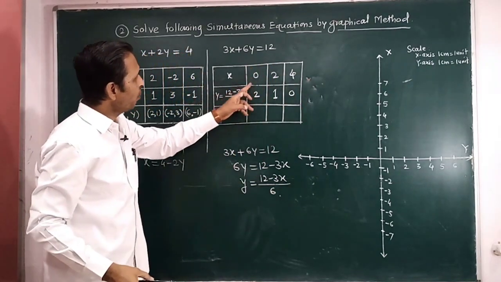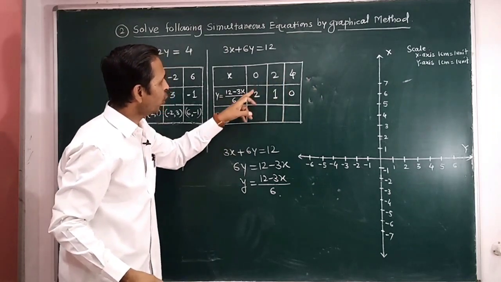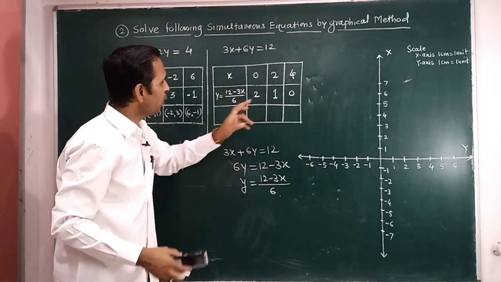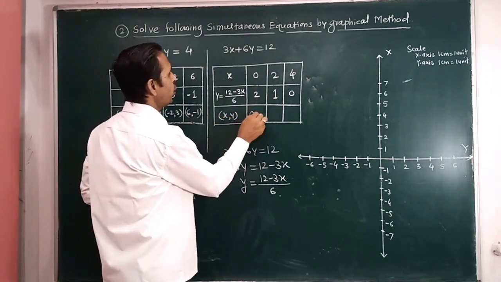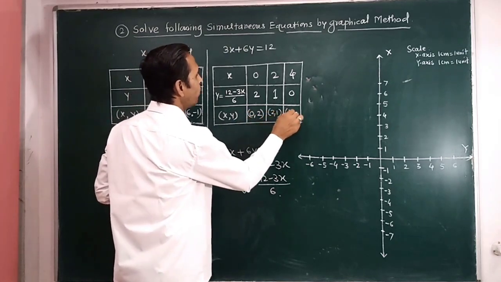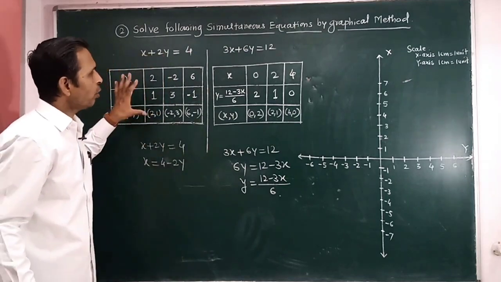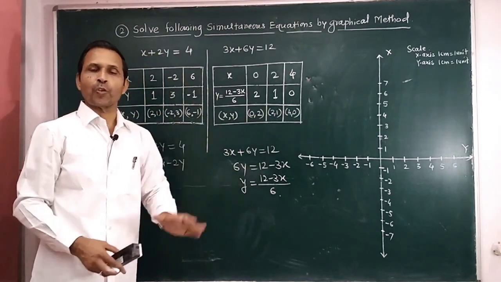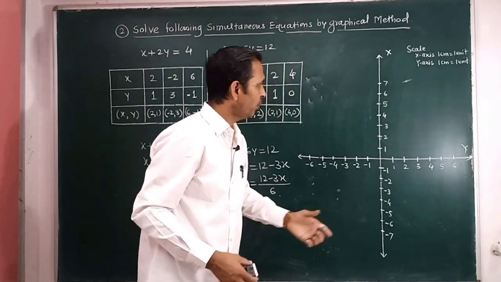So the points are (0, 2), (2, 1) and (4, 0). Write here the coordinates of the points: (0, 2), (2, 1) and (4, 0). Now plot all these points on the coordinate system. The coordinate system will be drawn here.